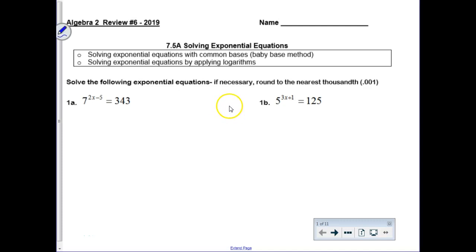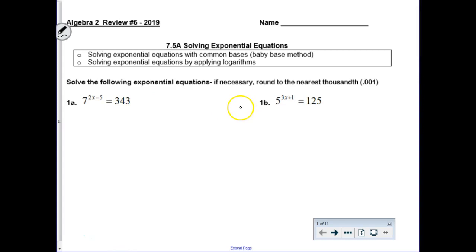Okay, welcome back. This is our review for summative number 6 in Algebra 2. We have some new concepts here at the beginning of our test that you guys are going to be taking. We're going to be solving exponential equations, logarithmic equations. There's a little section on counting techniques for permutations and combinations. And then there's a repeated section there at the end, so hopefully we get some better scores here.